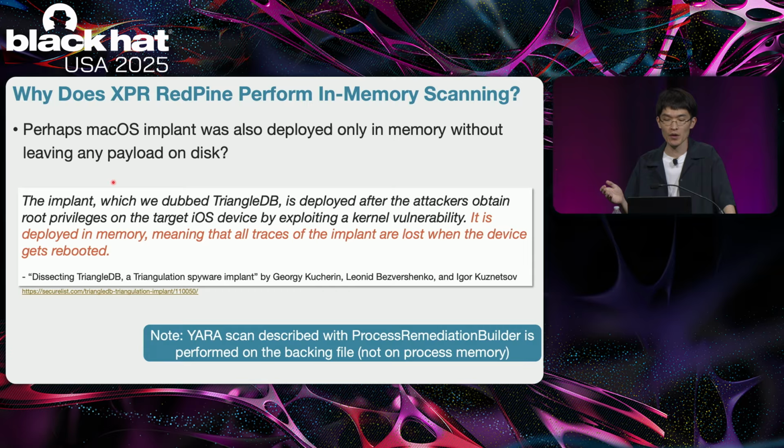Why does XProtect scan memory directly instead of the on-disk backing file? Normally, the XProtect scanners perform their scan on the on-disk backing file. My hypothesis is that the macOS implant runs entirely in memory, leaving no traces on disk. To catch it, scanning memory directly is necessary. That would make sense, considering that the iOS implant was deployed entirely in memory as well.